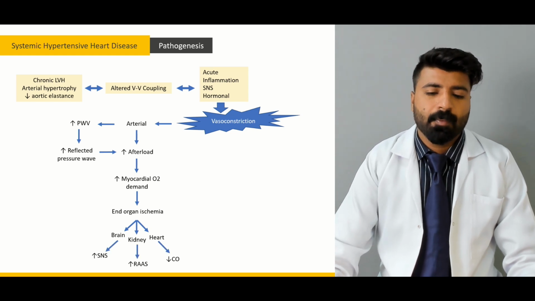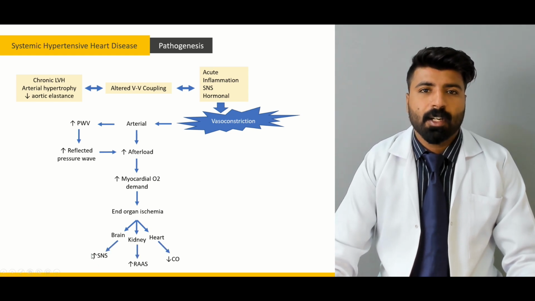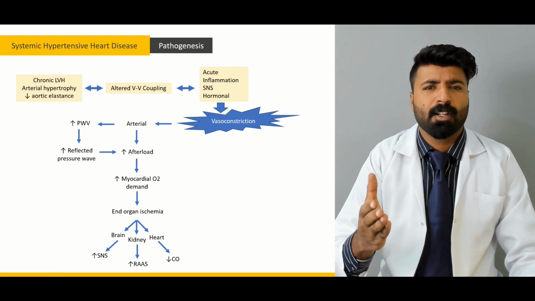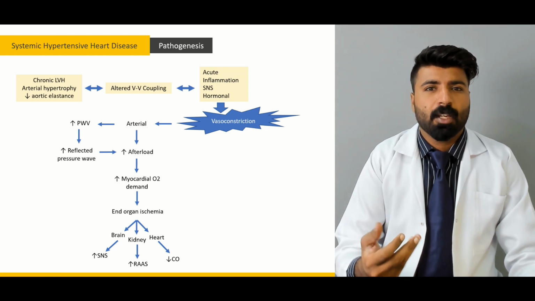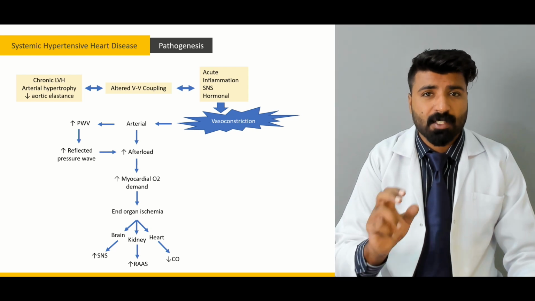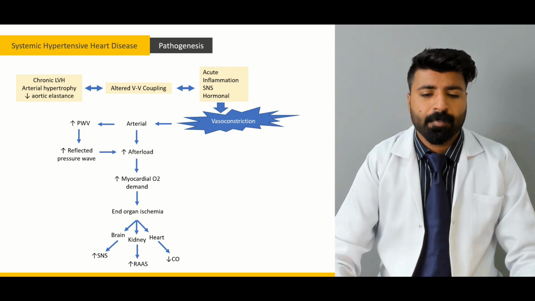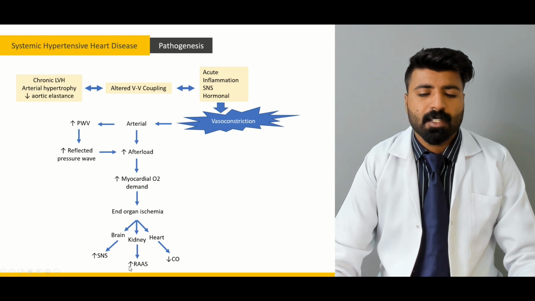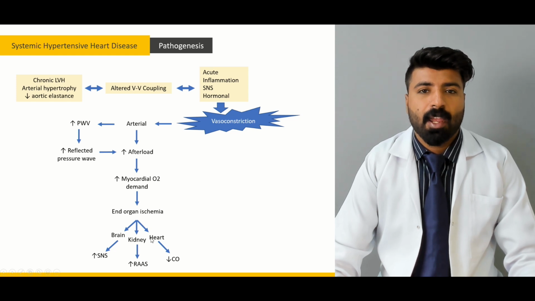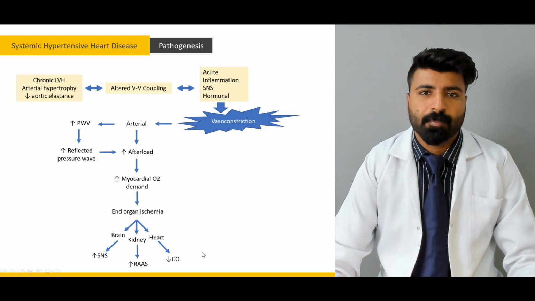So let's look at it. In the brain, increased sympathetic nervous system tone will come in so that it can vasoconstrict, so that it can supply blood to the brain, even as little blood as it is, it should get there. On the other hand, kidneys increase the renin-angiotensin system. They're going to have the same effect as the sympathetic nervous system. And at the heart, it's going to decrease the cardiac output.